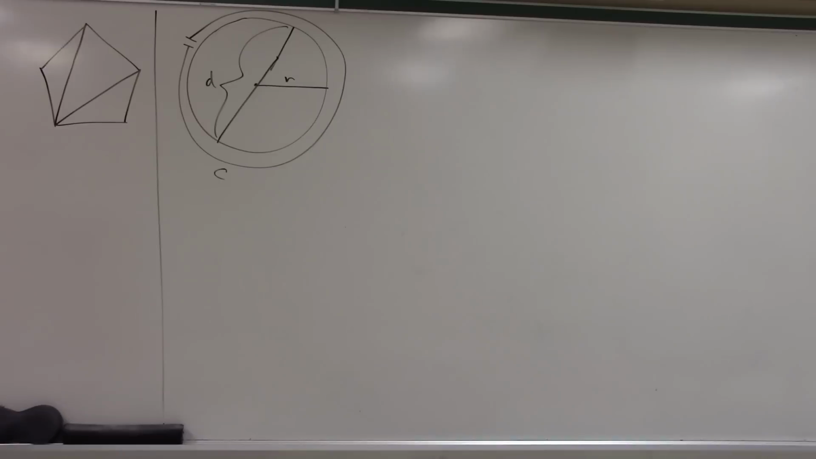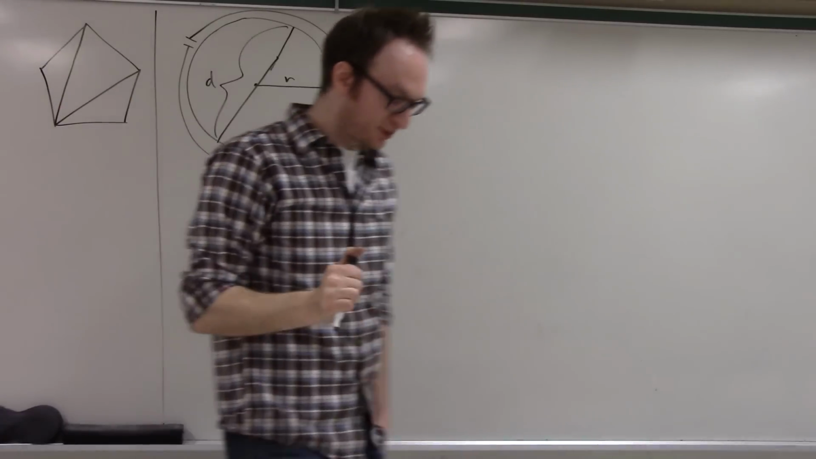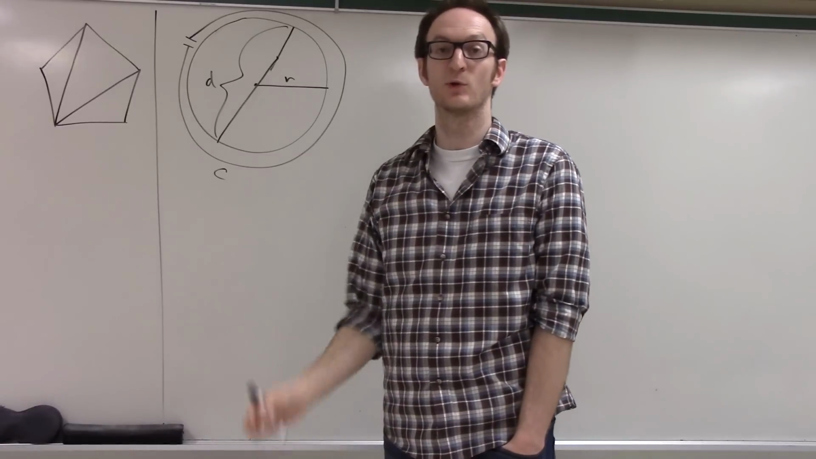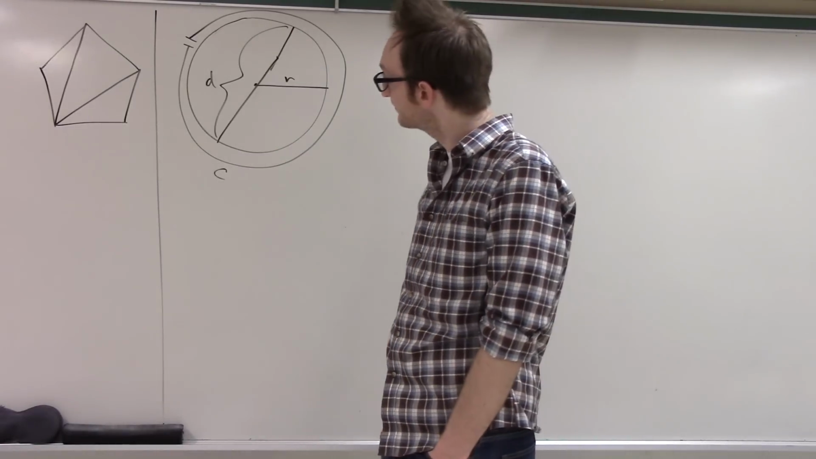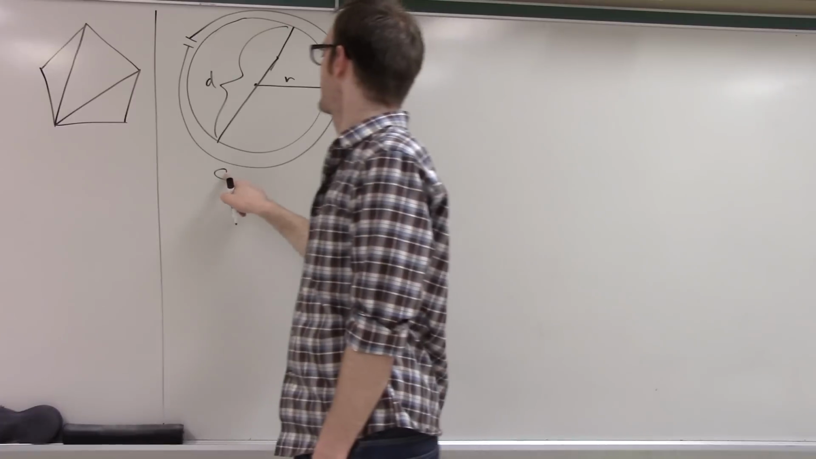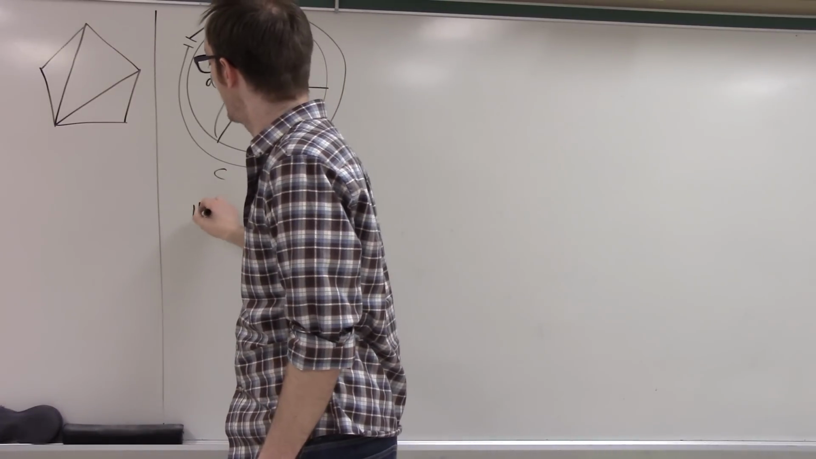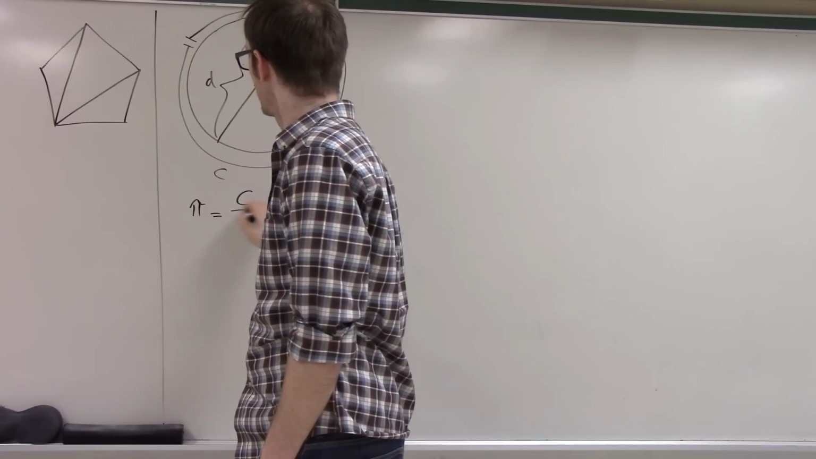All circles are similar, and since all circles are similar to each other, the ratio between the circumference and diameter will always be constant for any circle. That's something worth talking about, but maybe not right now. And we have a name for that constant. We call that constant pi.